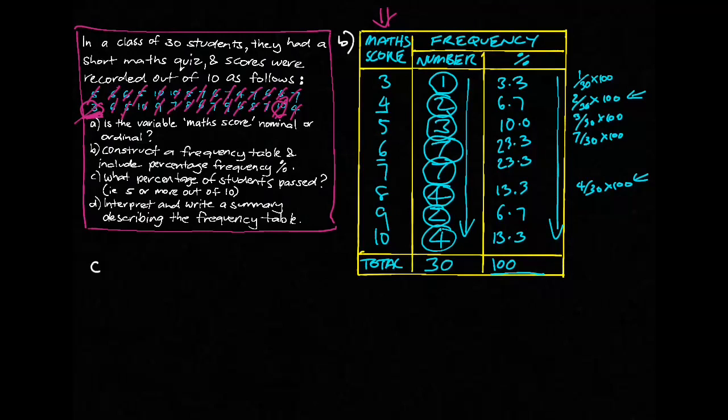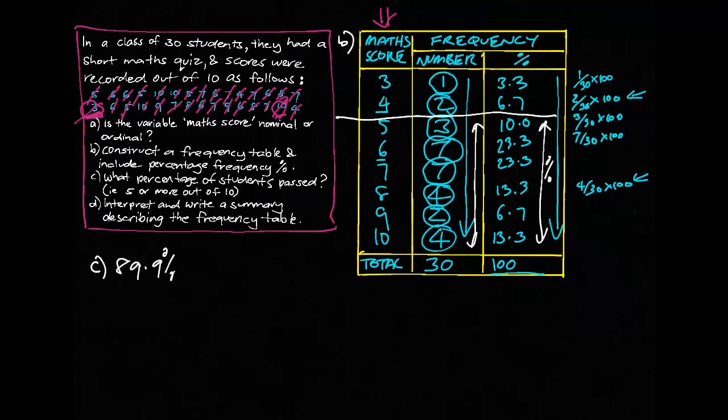Okay, moving on to part C. What percentage of students passed? So a pass mark is 5 or more. So let's cut this off here, and we're looking for the summation of these values. If they asked for what number of students passed, you'd be summing these values, but they've asked for percentage. So the summation of those values gives 89.9% passed. So that's actually really good statistics for the maths teacher. The maths teacher in that class would be very happy. All the kids have done reasonably well.